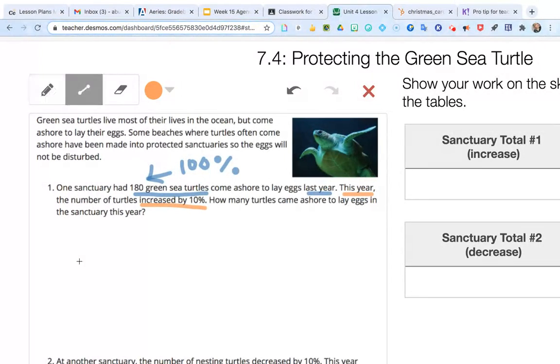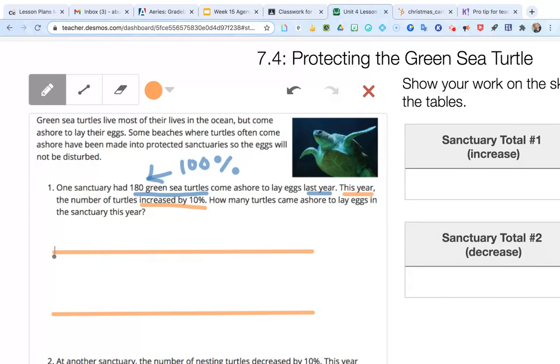So I'm going to show you with the double number line. Double number line means I have 2 of them. My number line starts at 0. 0 turtles and 0%. So one of them is turtles and one of them is percents. I had 180 turtles, because remember the top is turtles.